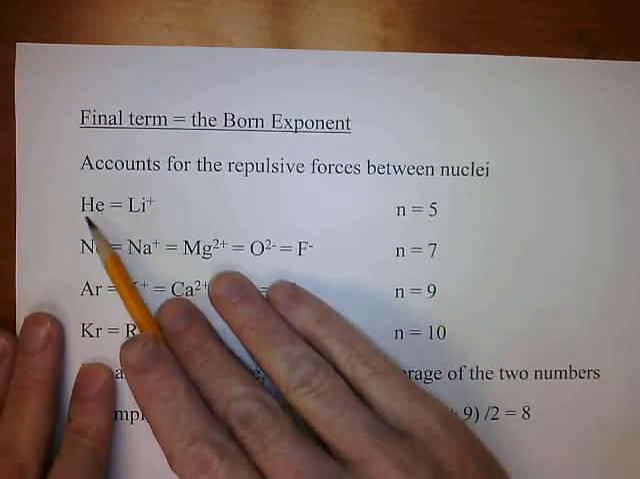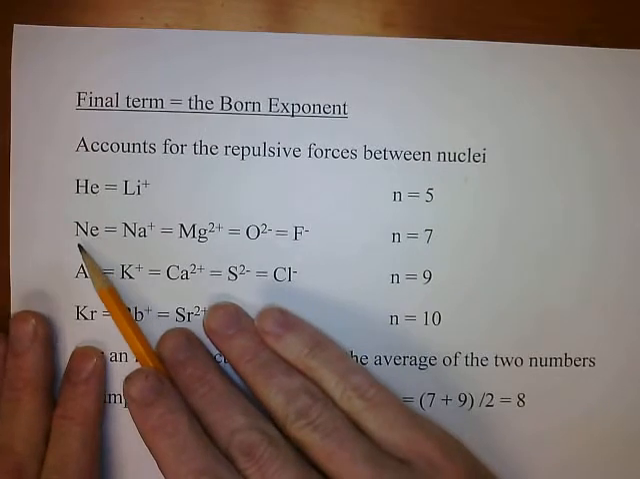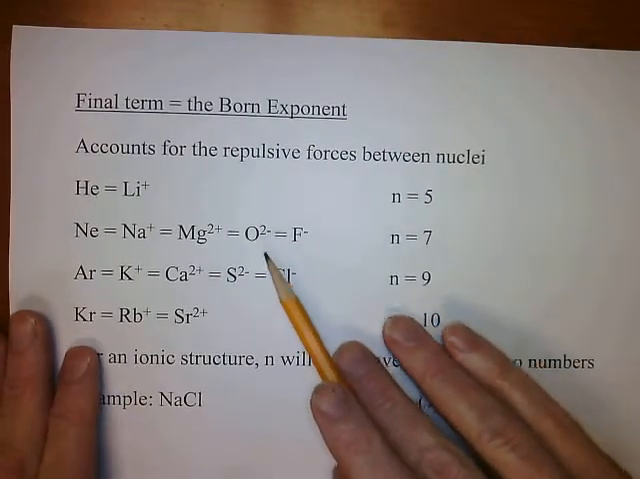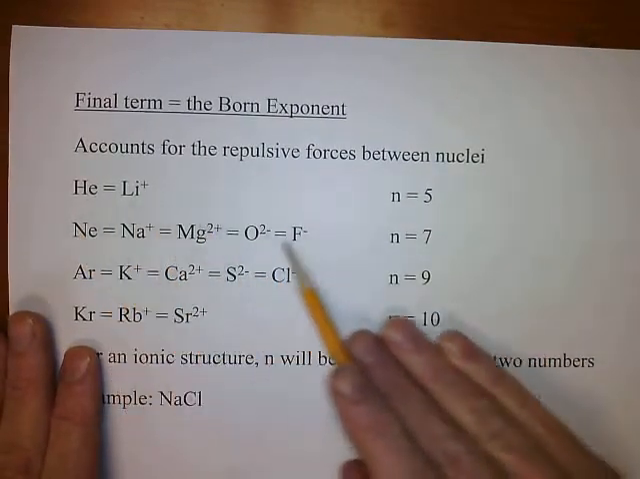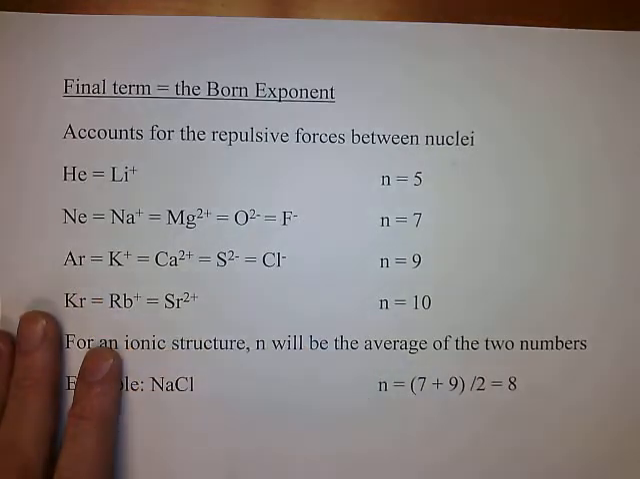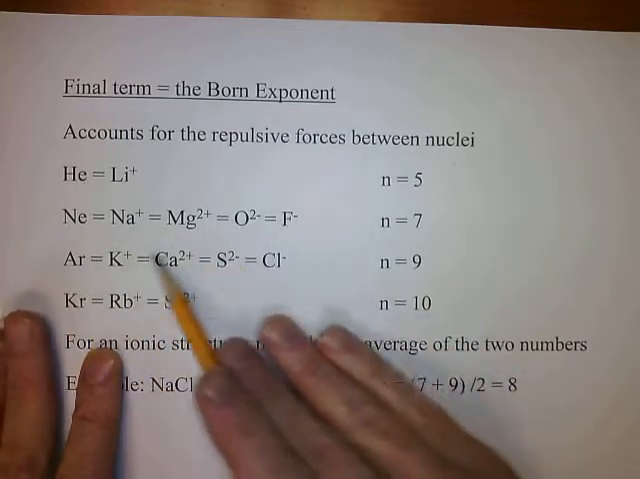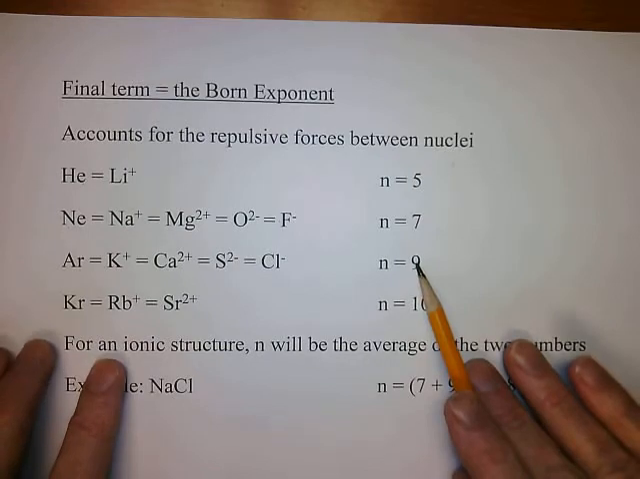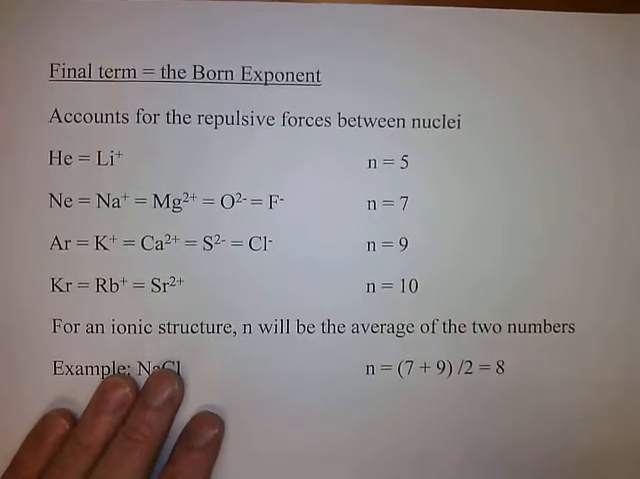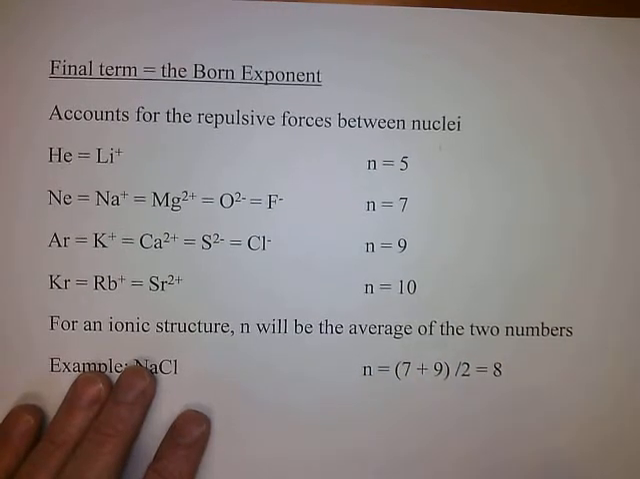So, for example, helium and lithium plus have the same number of electrons. Neon, sodium plus 1, magnesium plus 2, oxide, and fluoride, those all have the same number of electrons. They're isoelectronic. We would use a 7 for those. For argon, potassium, calcium, sulfide, chloride, those are all isoelectronic, same number of electrons. We would use a 9. Krypton, rubidium, strontium, we use 10. Okay. So for an ionic structure, N will be the average of the two numbers.